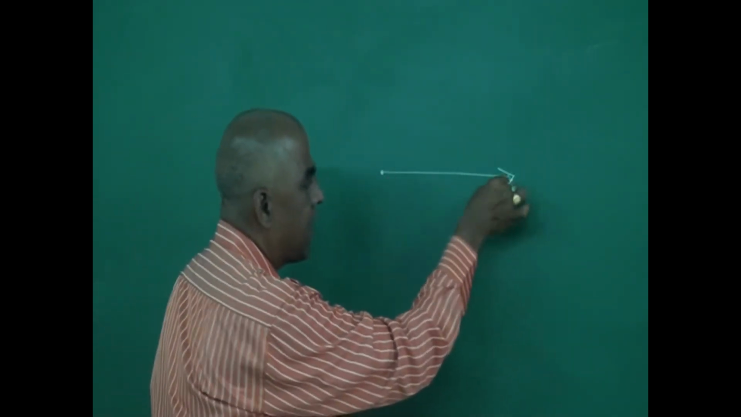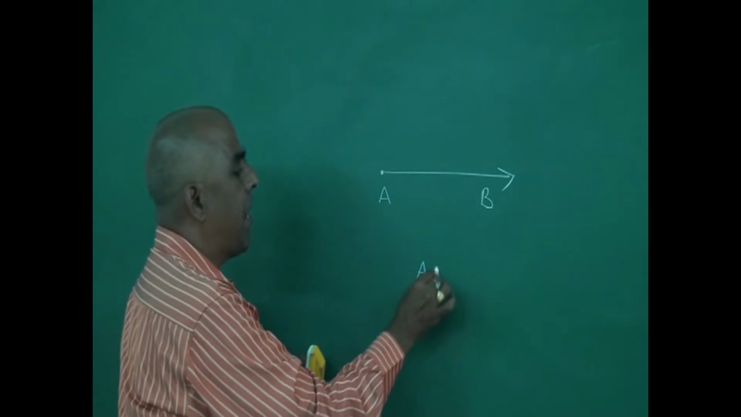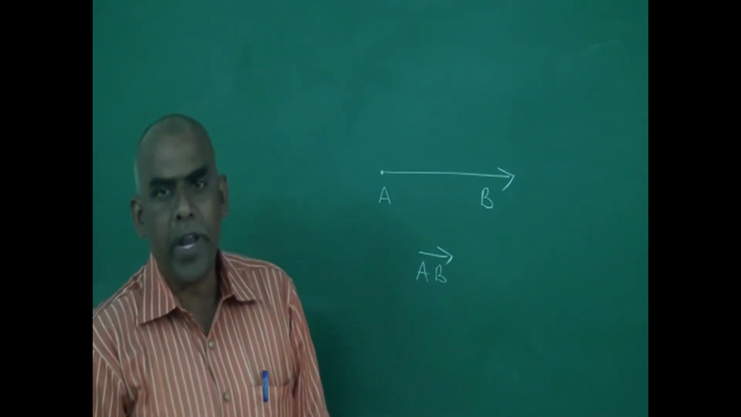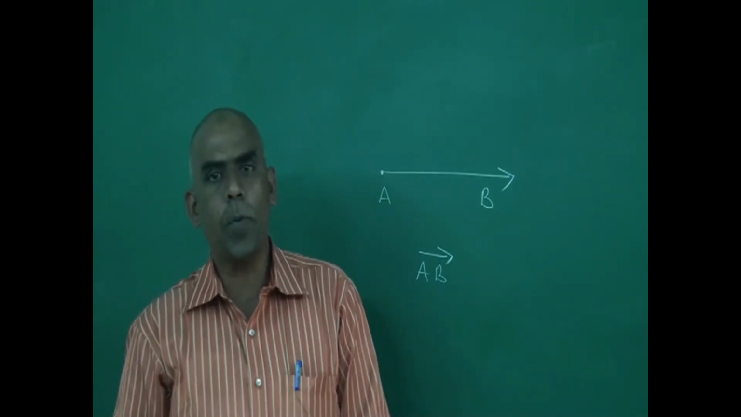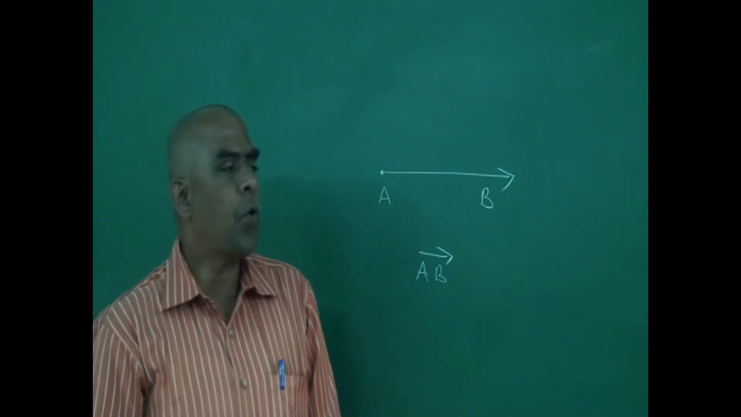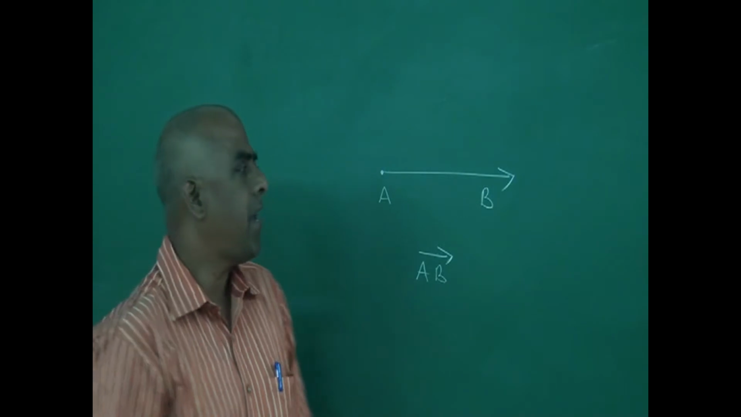Similarly, if a line has one end point and extends on the other side, it is called a ray. It is ray AB, and it is represented like this. The union of two rays with a common end point forms an angle.